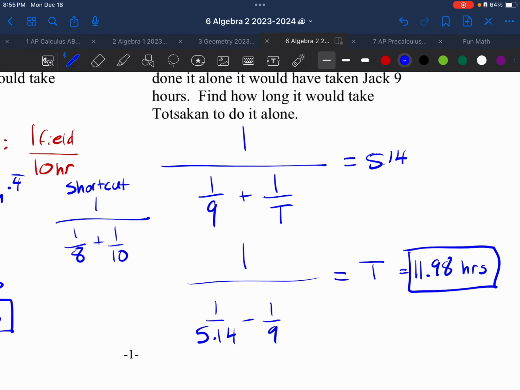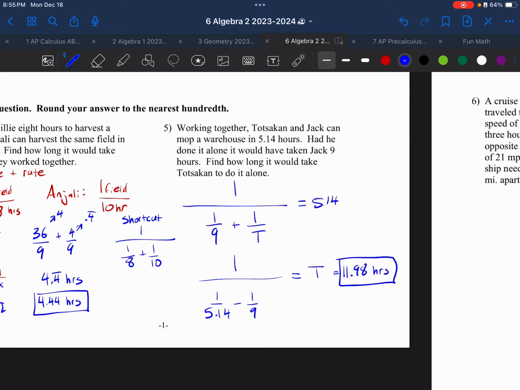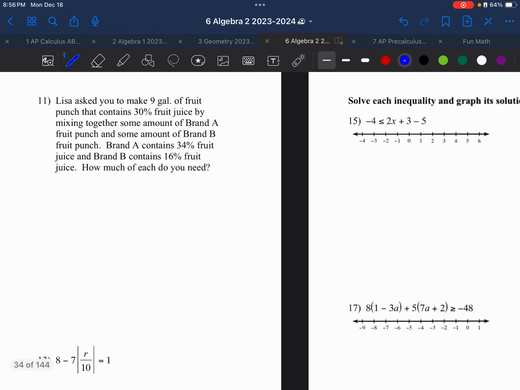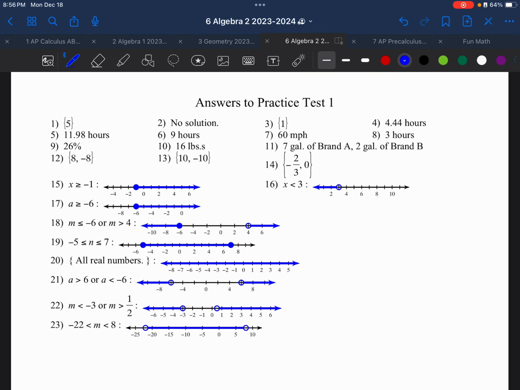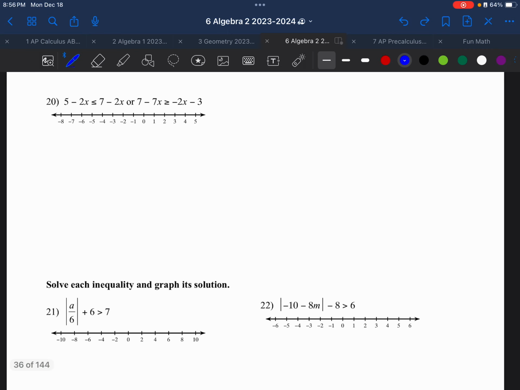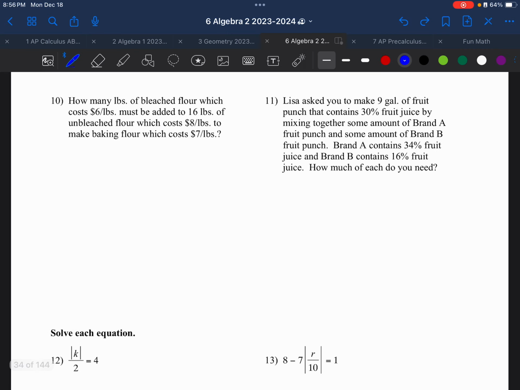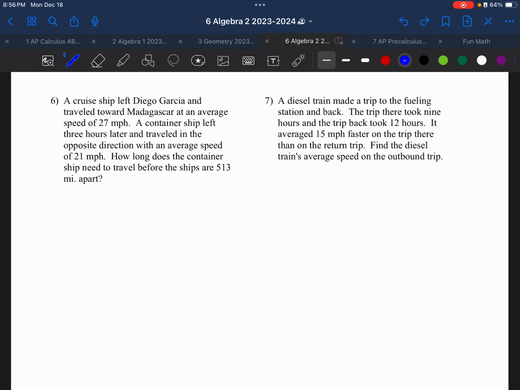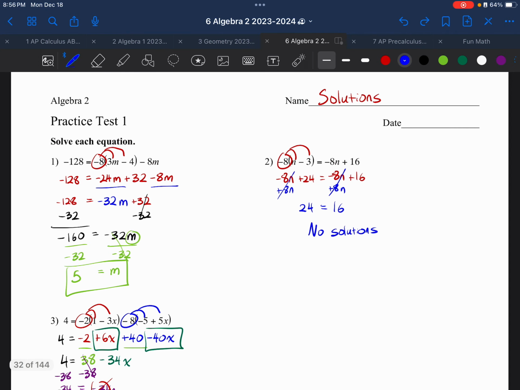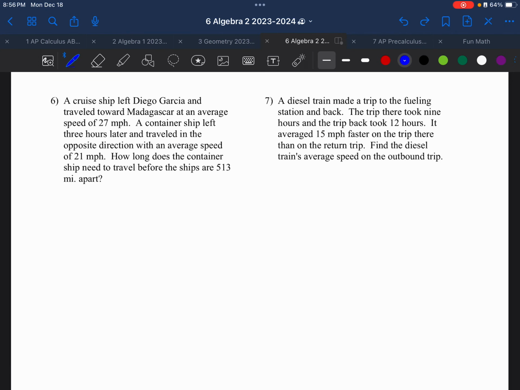And again, it's a word problem. I do want to check my work to make sure I'm doing this correctly. Let's see, for number 5, was it 11.98? It is indeed 11.98 hours. And again, just know the formula, plug it in, and you got it. Alright, I think that was number 5. Okay, so we're on to number 6.